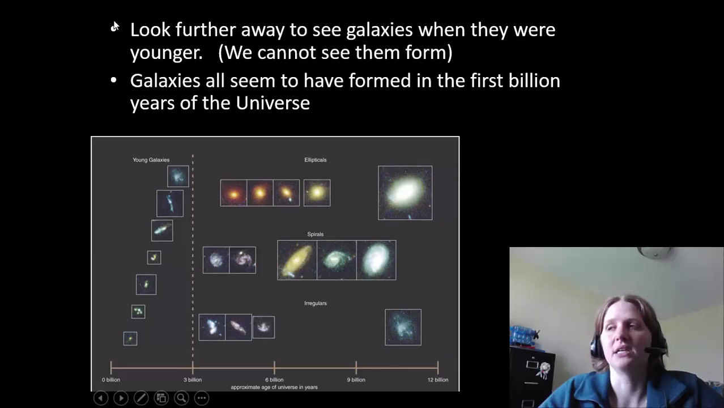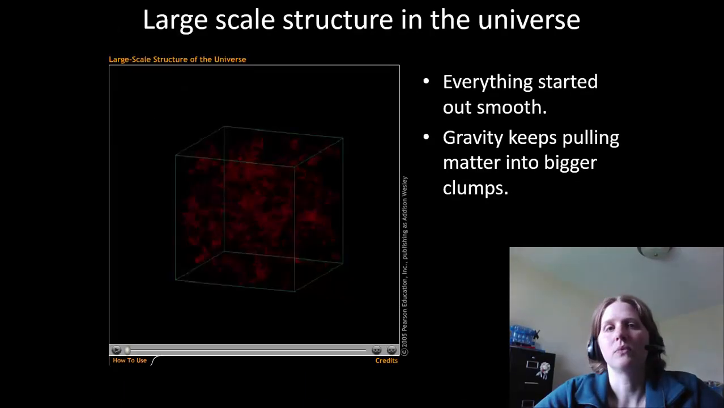And we look as far away as we can, and we don't really see the beginnings of galaxy formation, because when they form, they don't have stars yet, and so we can't see them, they're too dim. But what we can tell is that galaxies all seem to have formed at about the same time, within about 1 billion years of the Big Bang. So there's not any more galaxies forming now.